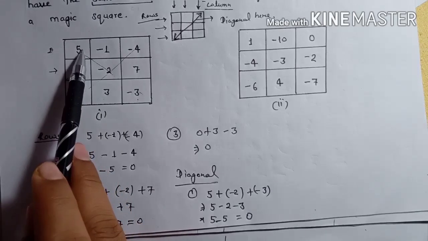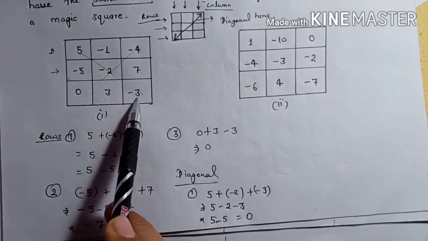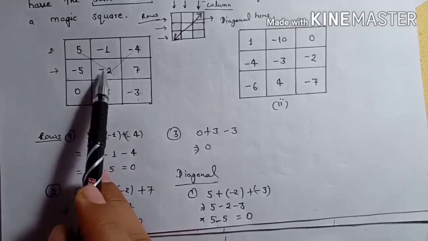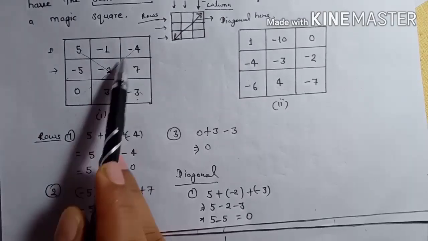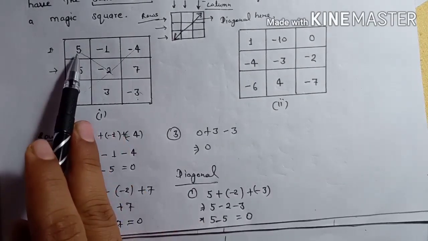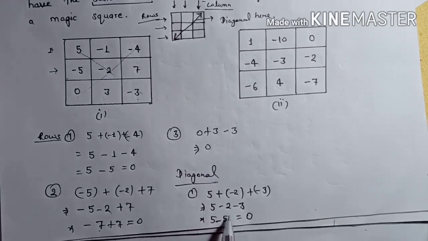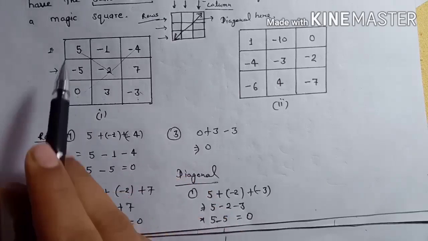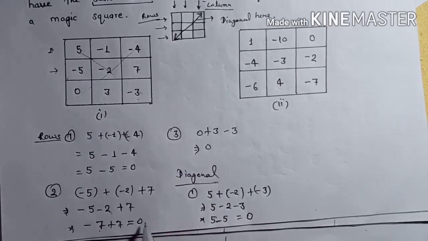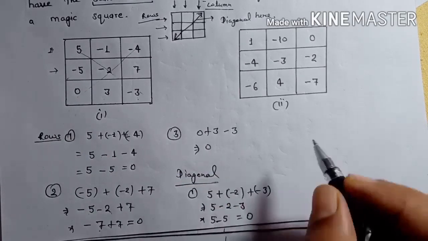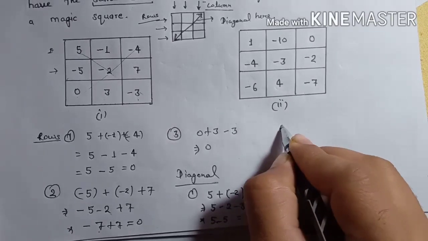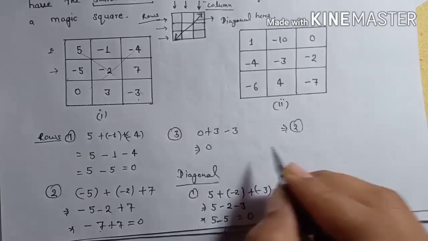There are two diagonals: this 5, this -2, this -3, and -4, -2 and this 0. So add the first diagonal, that is 5 -2 and -3. 5 minus 2 then -3, the answer is again 0. 5 minus 5 is equal to 0. Add the second diagonal. See, the result is constant for all the expressions.